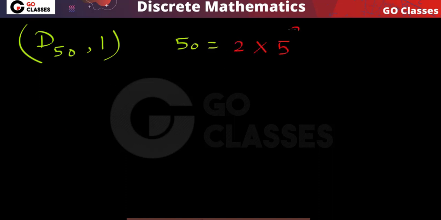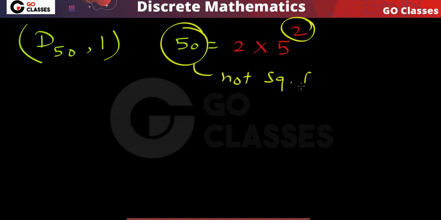Now what about this number? If I ask you, what about D50? Is this complemented? First, you write the prime factorization of 50. Now you can clearly see, because of this, I can say that this is not square free. Why? Because in the prime factorization, some prime number has power more than 1. You can notice the power is more than 1.